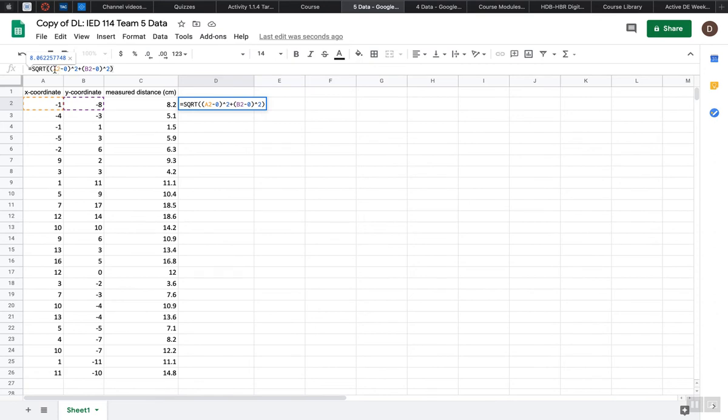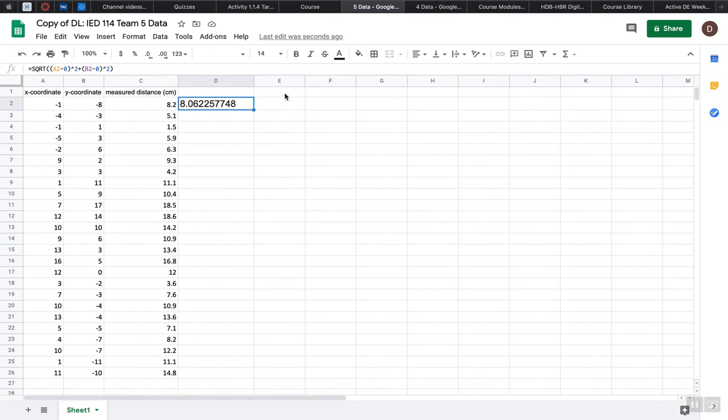But notice the equation. Remember, this was the square root of x2 minus x1. X1 was my origin. X2 was the x value from where the beanbag landed, which was -1. Then it was squared, plus y2 minus y1. Y2 was where it landed, so -8. And y1 was the origin, and then that quantity squared. So hopefully you can see how that's just the distance formula, entered here as a formula to calculate it using these values. And then the square root's just the abbreviation for the square root function here on Google Sheets. And we can get into that more later.